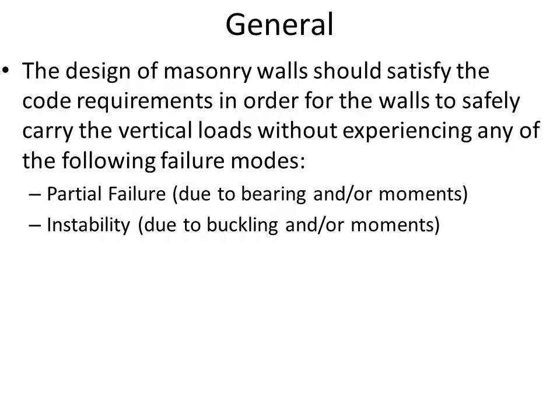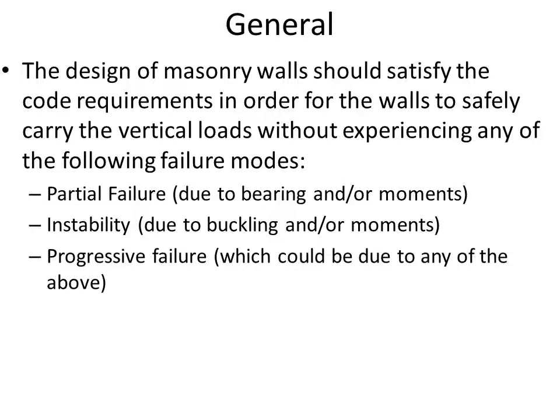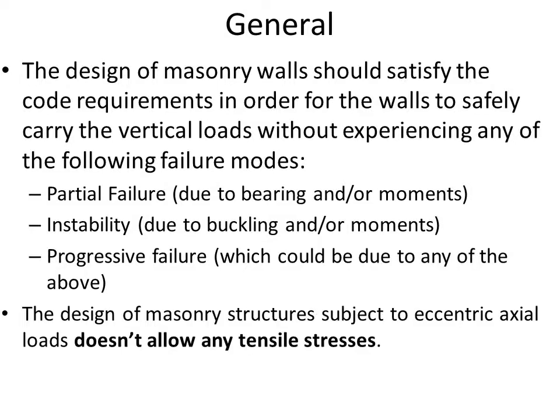Second, the instability, which is due to buckling and/or moments. Finally, the progressive failure, which could be due to any of the above, by the way. One failure could initiate another failure, so it is what we call the progressive failure. But there is a very important concept stated by most of the codes, including our Egyptian code, which is that the design of masonry structures subject to eccentric axial loads does not allow any tensile stresses.